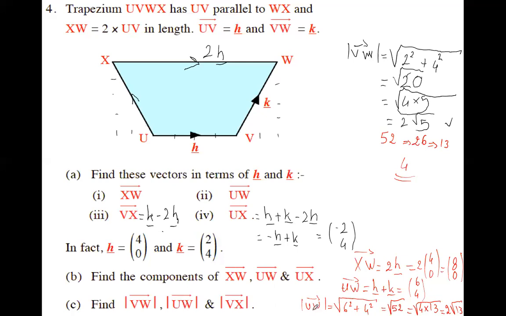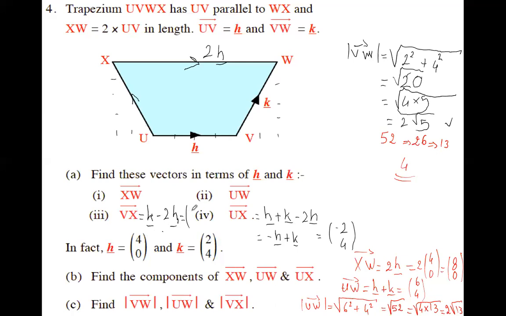So UW, we looked at UW, what we had, 6 and 4. So we need to do root of 6 squared plus 4 squared, which is 52. And 52 is 4 times 13. And we write in its simplest form 2 root 13. And VX we said was k minus 2h. So k is (2, 4), which gives us a component form of 2 minus 8. So that's negative 6.